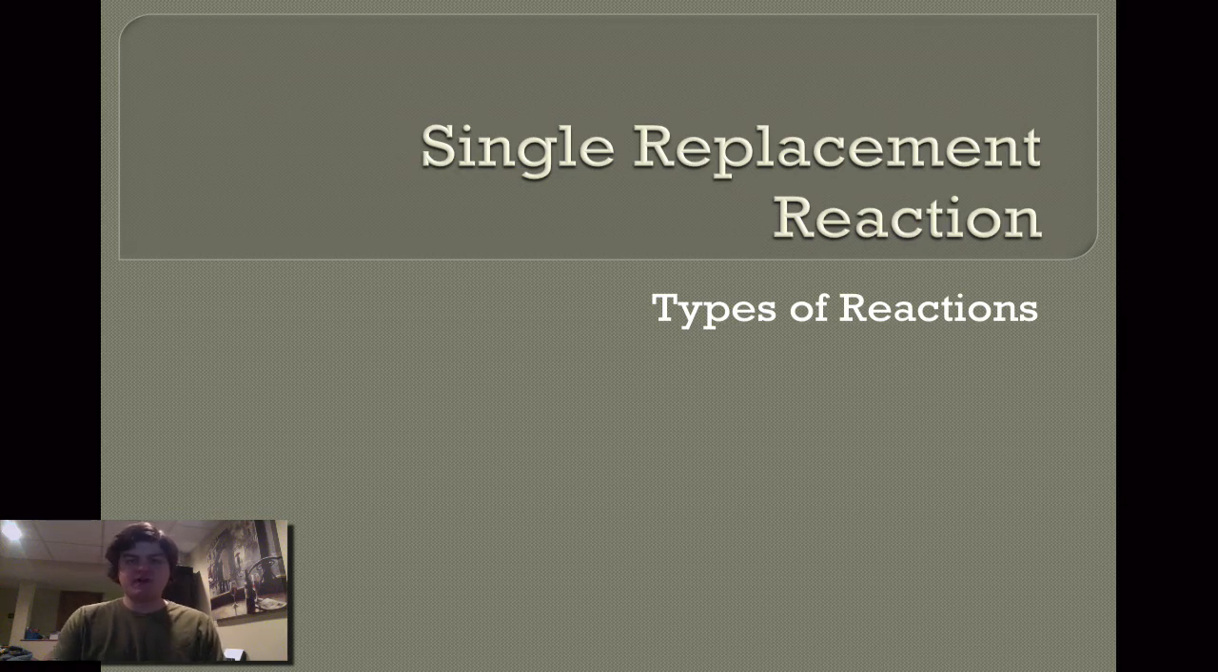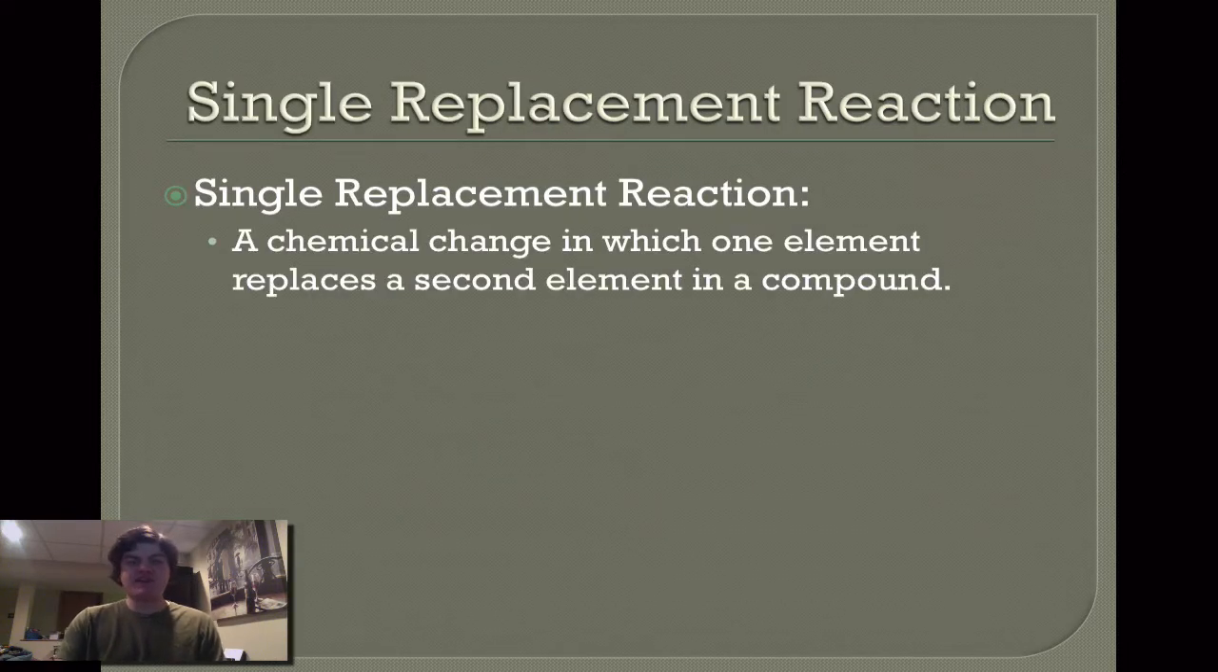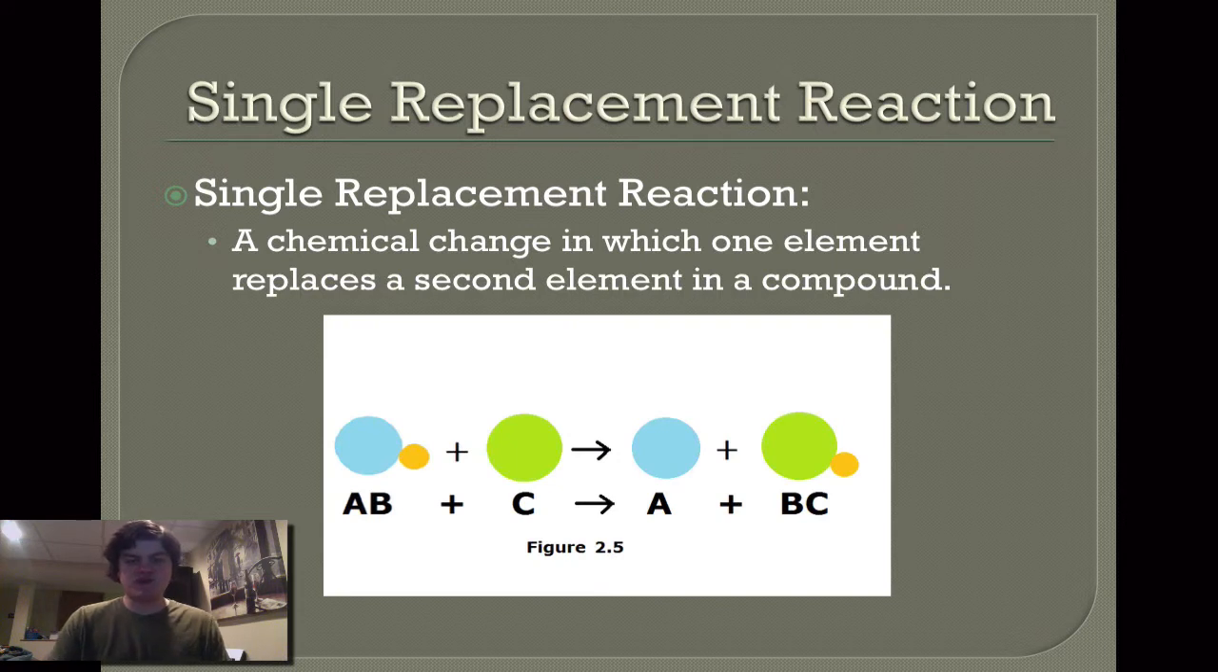We're going to talk about single replacement reactions in this lesson, part of the types of reactions series. To get started, we're going to simply define a single replacement reaction. It is a chemical change in which one element replaces a second element in a compound. So we have a compound, and then an element comes in, cuts in place for one of the other ones, and kicks it out. And we can show that with this drawing here.